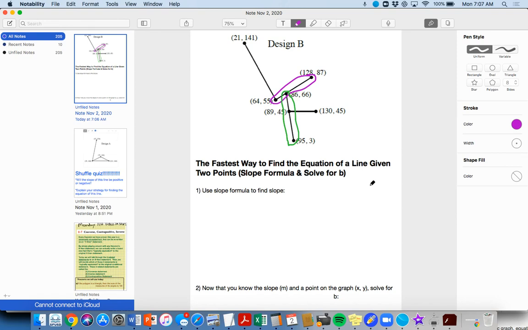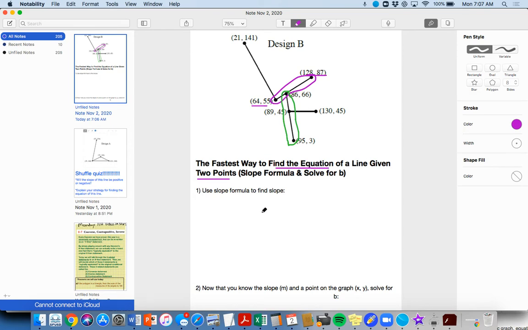Check this one out right now. I'm going to give you guys the fastest way to find the equation of a line given 2 points. So in all these line segments, we are given 2 points. So in this purple line, we're given that point, given that point, and those are the endpoints of the segment, (64, 55) and (128, 87). Now, if you have 2 points, that's enough to find an equation.